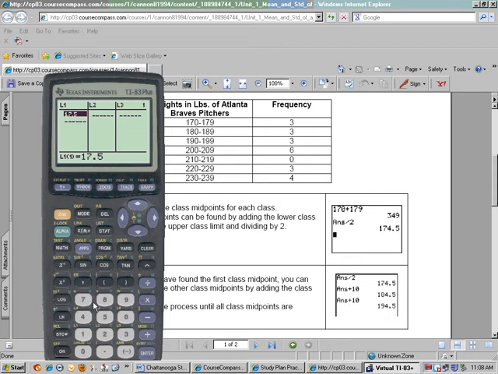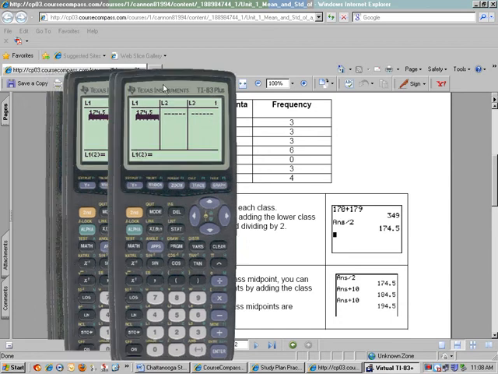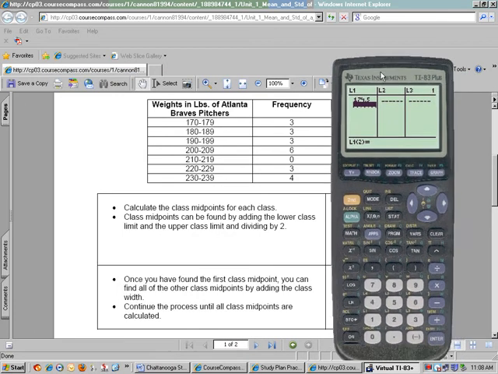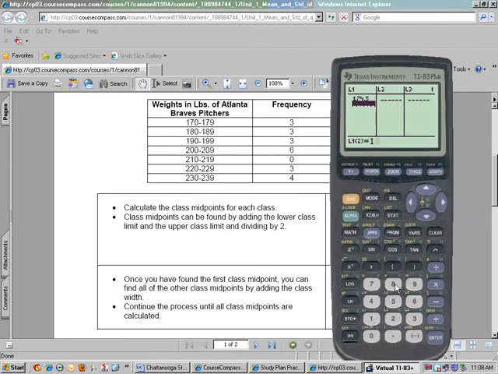And I messed up. Let's try again. 174.5. And we need to type all these in for each of these classes. So let me finish this right quick. And so you do this on your calculator.